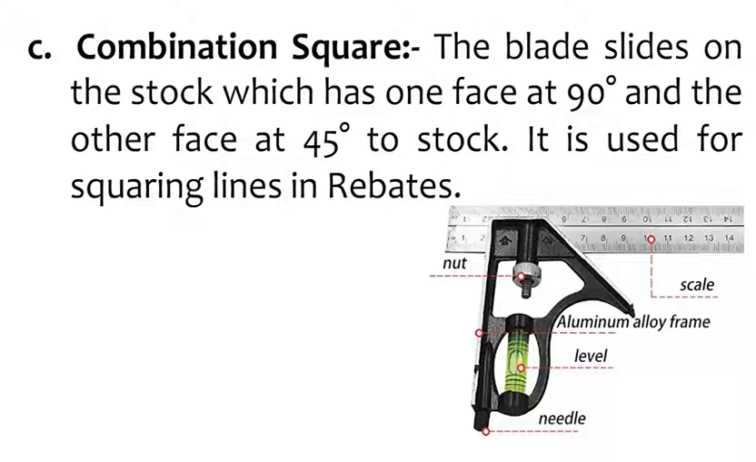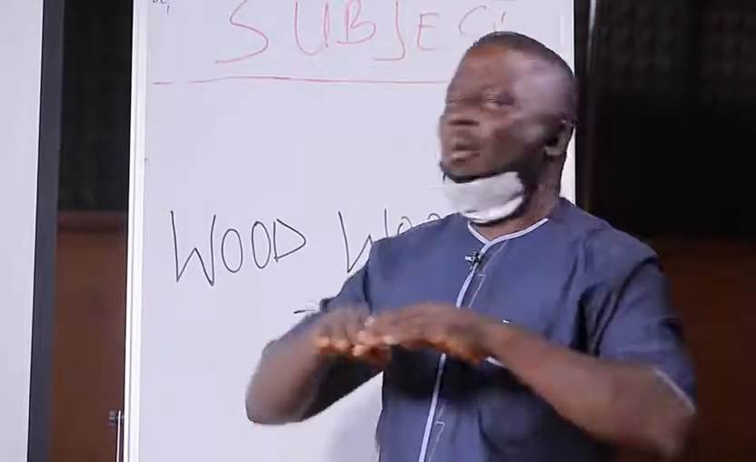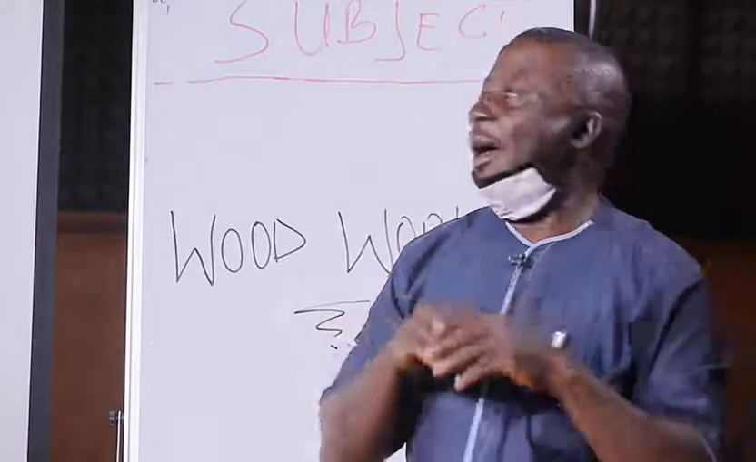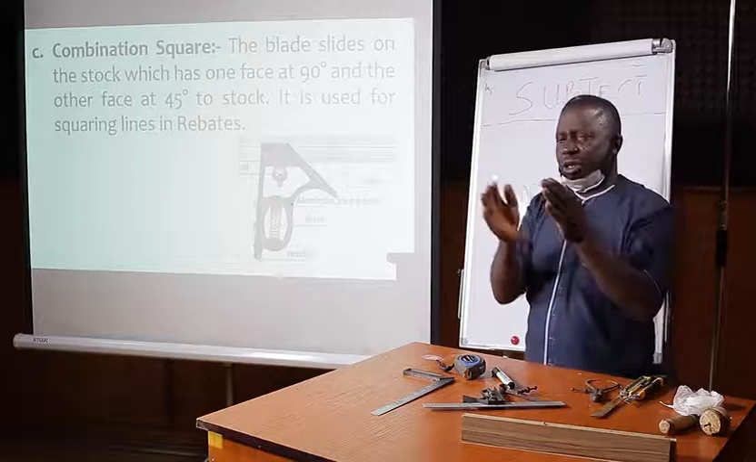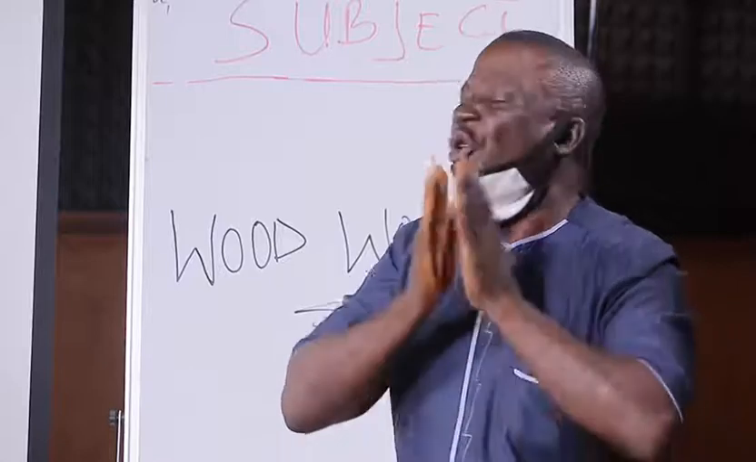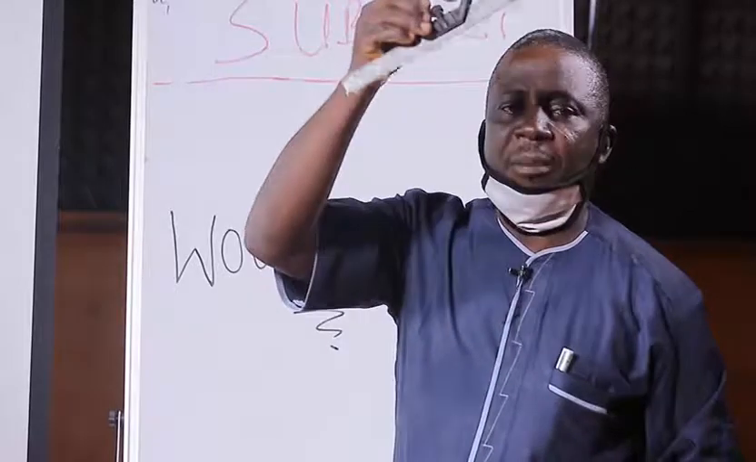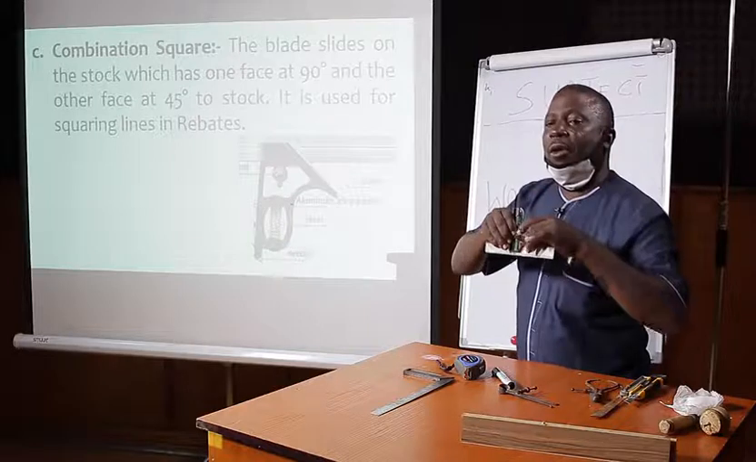It is used for squaring lines in rivets. Rivets are not normal joints. They are joints that have shoulders. So I will not be able to explain until I have the real joint, the real rivet. But in short, it is used for measuring or squaring lines for rivets. That is the purpose of the combination square. You can also use it for mitering, to mark out miter jobs.